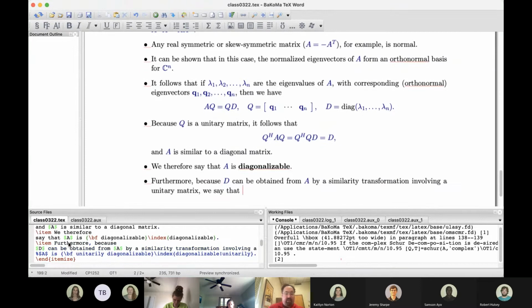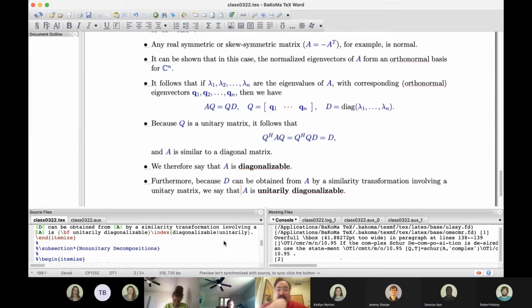And I can say something further here. In this case, the similarity transformation I used with Q is a unitary matrix. So A is not just diagonalizable, it's unitarily diagonalizable. Which is nice, because that means not only does the similarity transformation give you the eigenvectors of A, but we also know that those eigenvectors are orthogonal.